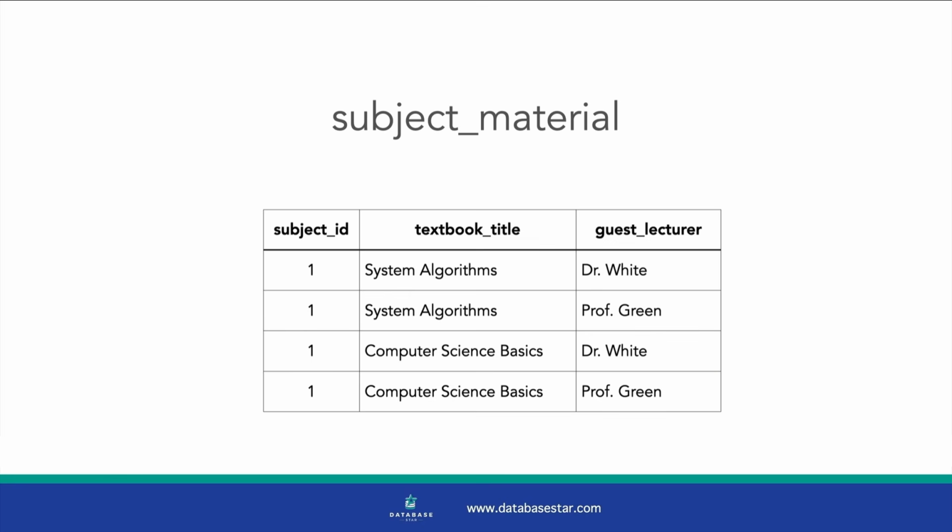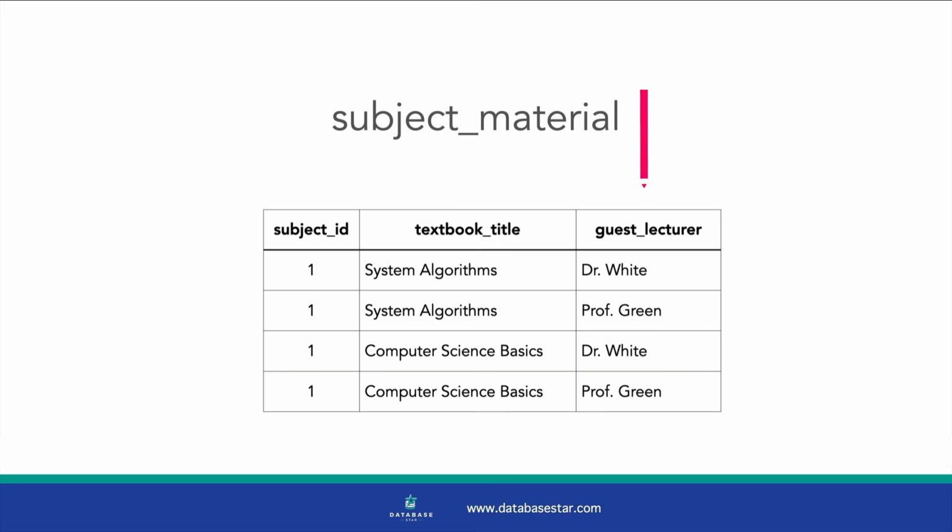Let's enhance the concept from our university example before. Let's say we want to capture more information about subjects, such as the textbooks that are used for the subject, and some guest lecturers who teach parts of a subject but are not the main lecturer. Here is what our table could look like, which we've called subject material. We can see a textbook title and a guest lecturer for this subject.